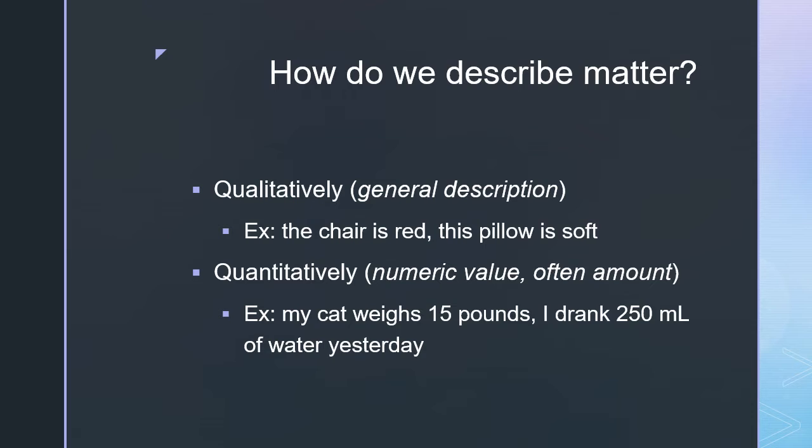There are different ways that we can describe matter. We can describe it qualitatively, which is to give a more general description of it. For example, the chair is red or the pillow is soft. Or alternatively, we can give a quantitative description, some sort of description that involves a number. Usually this is going to be an amount, but is not always. For example, my cat weighs 15 pounds, or I drank 250 milliliters of water yesterday. These are both quantitative descriptions of something that is matter, either the cat or the water.